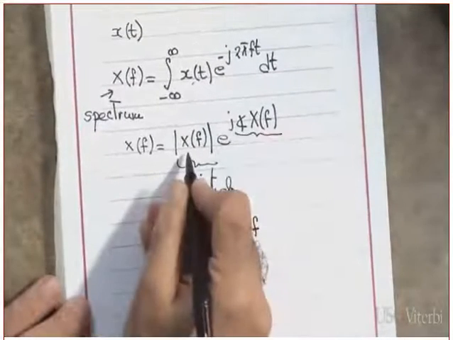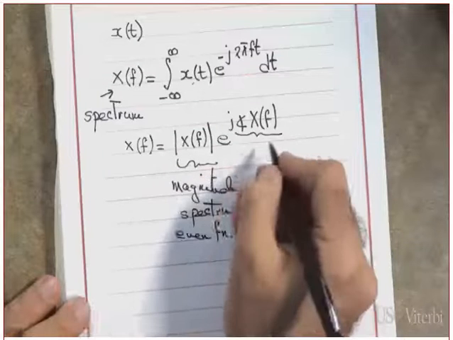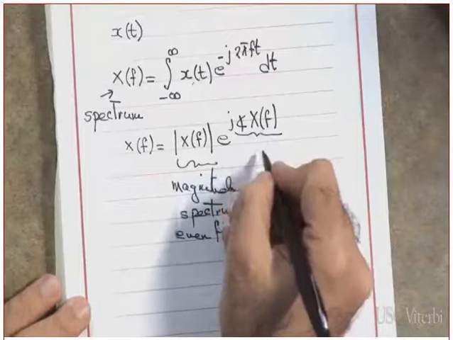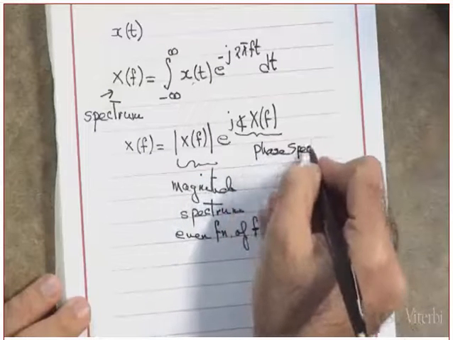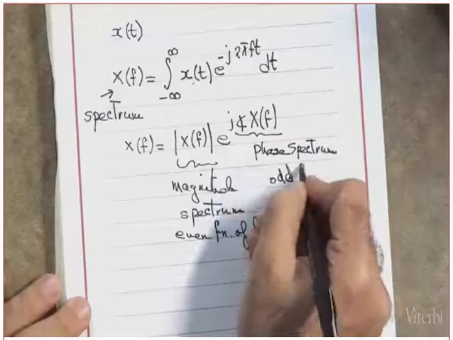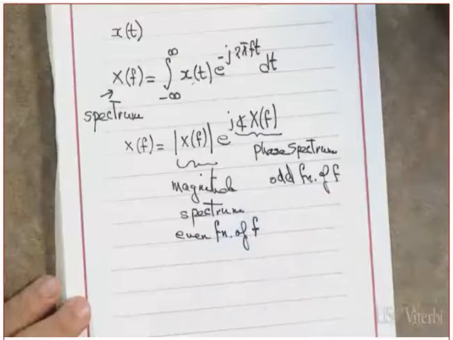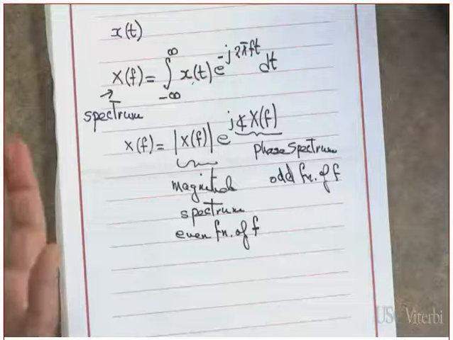Okay, what do I call this? And what is this? How do I get this? I get this by the real part square plus the imaginary part square, the whole thing square root. This one is tan inverse of the imaginary over the real. We call it the phase spectrum. And is it even or odd? This is an odd function of f. Why is it an odd function of f? It's a tan inverse. Tan inverse is an odd function. Clear? Okay, good.